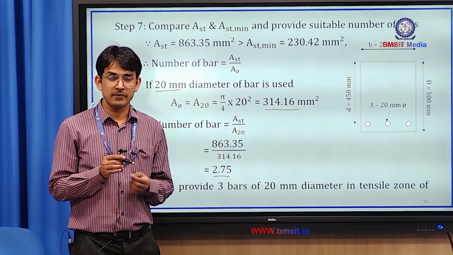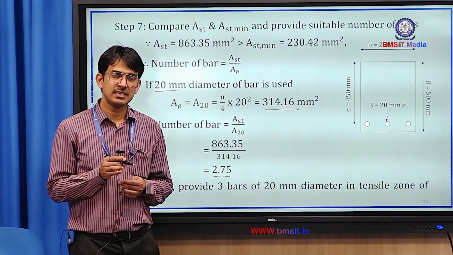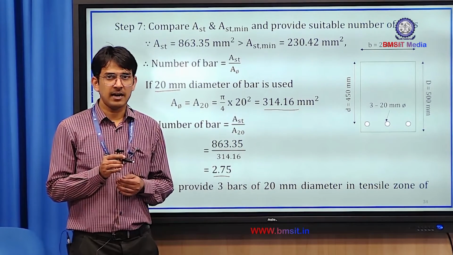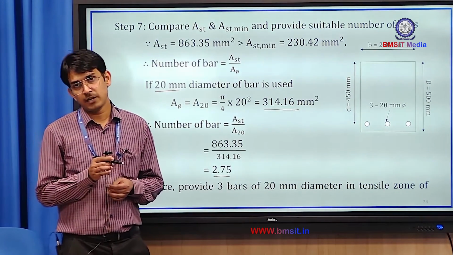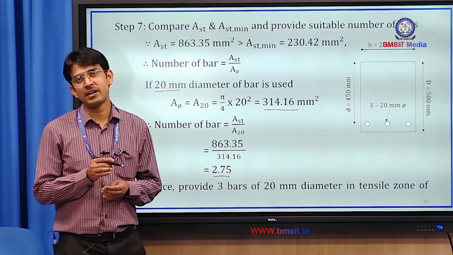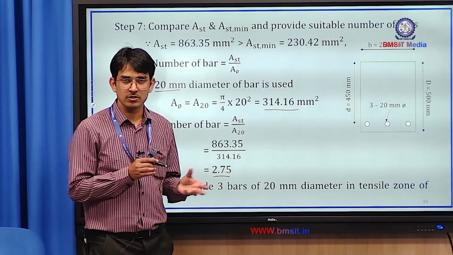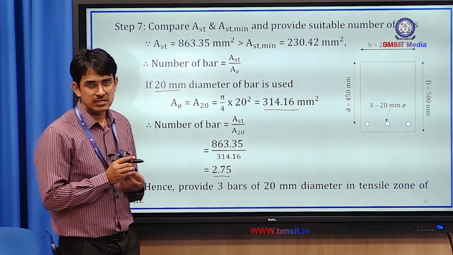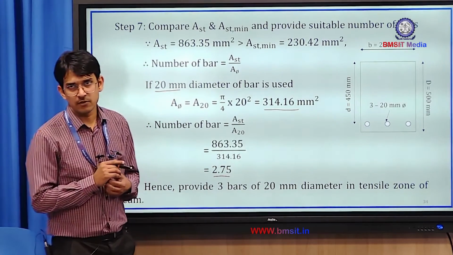Okay, after that we calculate Ast, then Ast minimum. After comparing both the values, Ast and Ast minimum, we have to calculate the number of bars, and at the end we have to draw the cross sectional sketch. So this is the design of the beam, purely design of the beam.